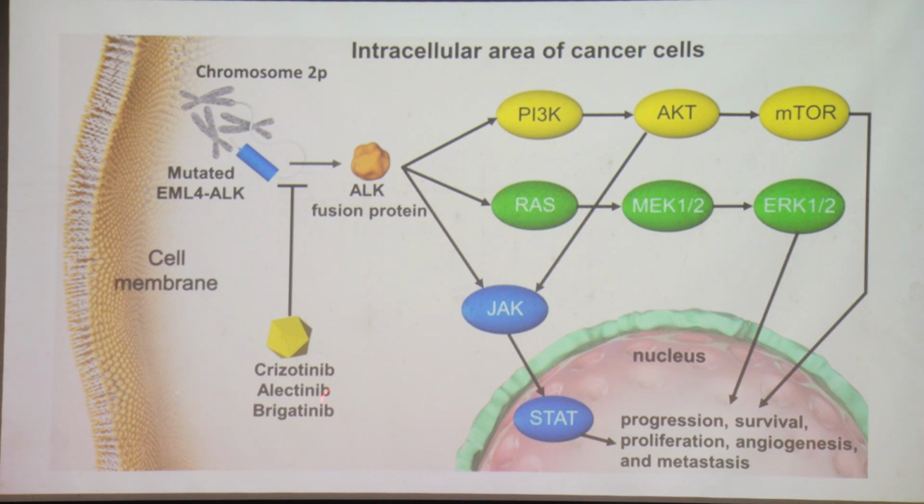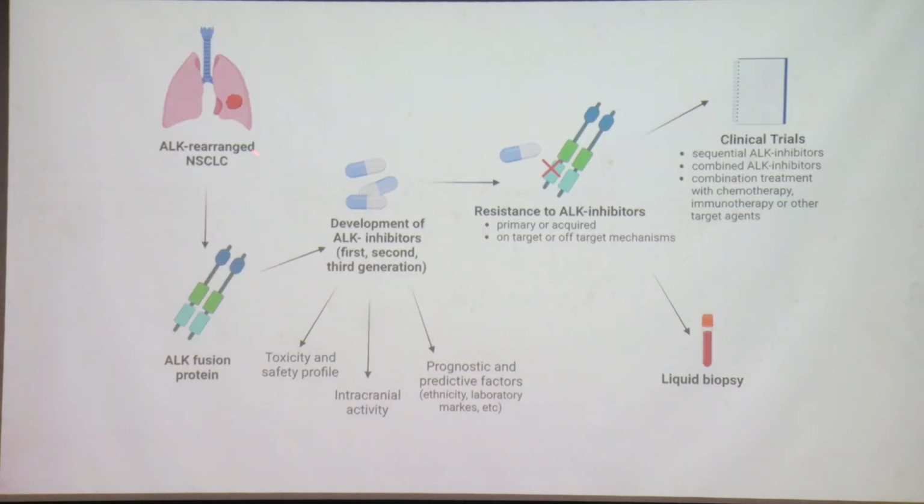Okay, and then this is inhibited. So ALK is very important in lung cancer. We have made several inhibitors of ALK, and then they develop resistance, and then we make inhibitors for the resistant mutants of ALK also.